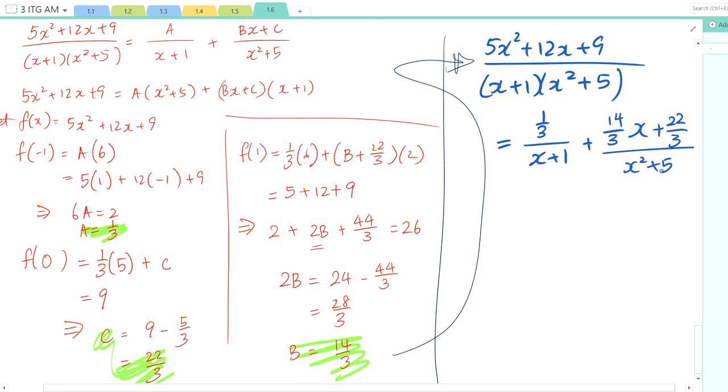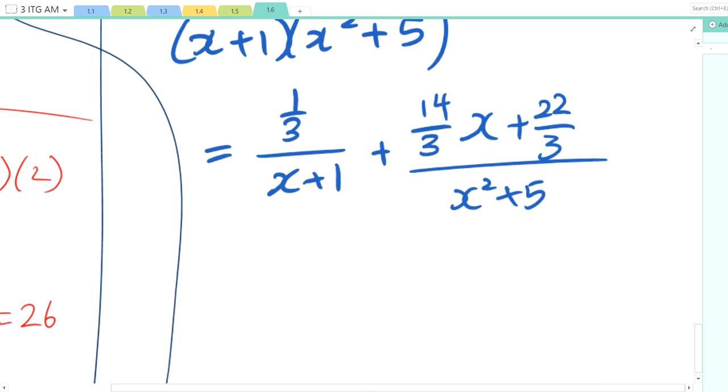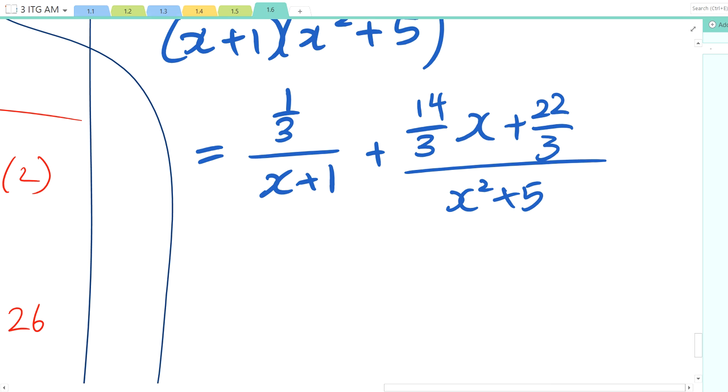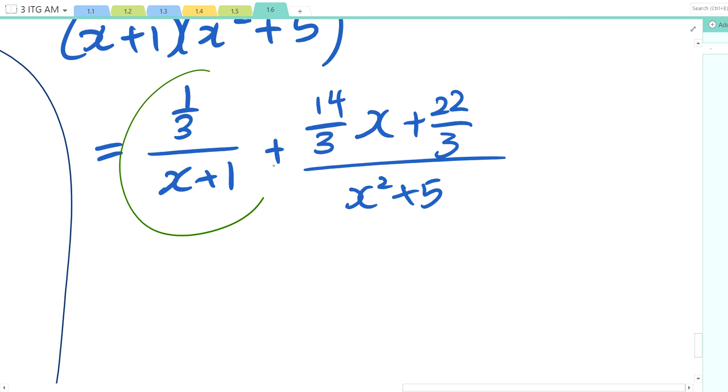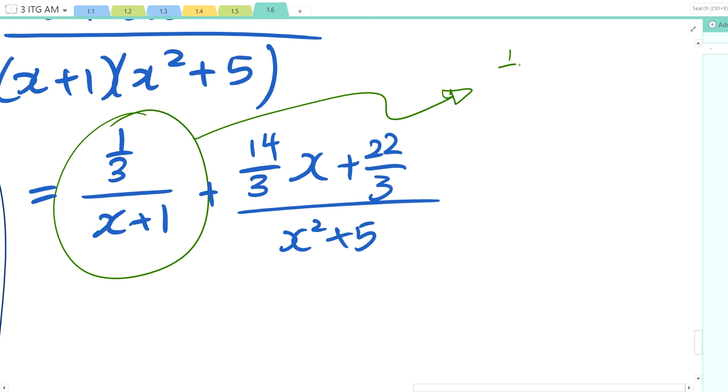Now, we are very uncomfortable with a fraction in a fraction. So what do we do? Take note that this portion over here, some basics on fractions. This simply means 1/3 divided by x plus 1.